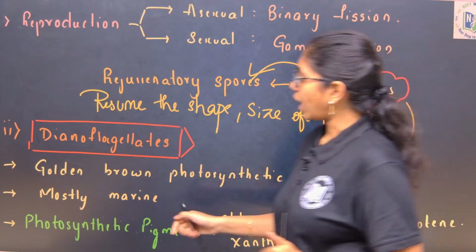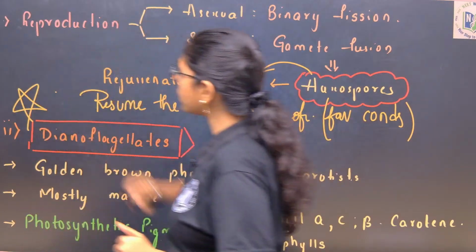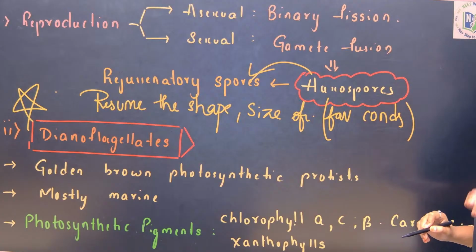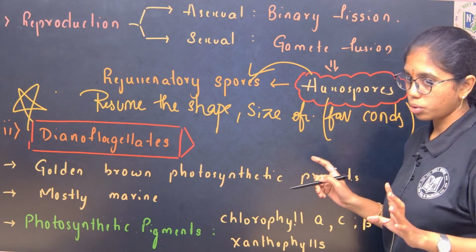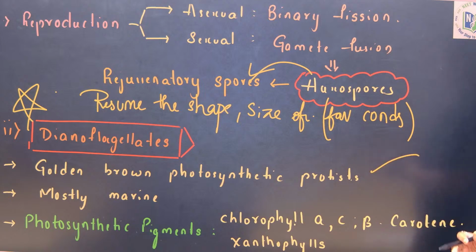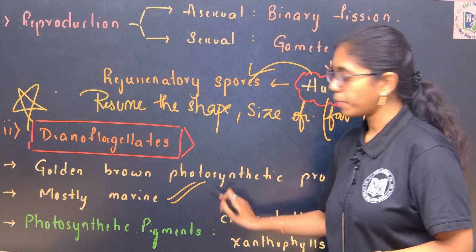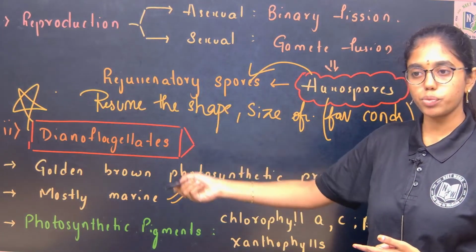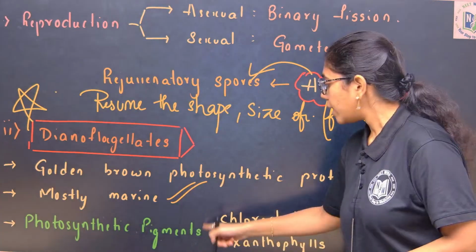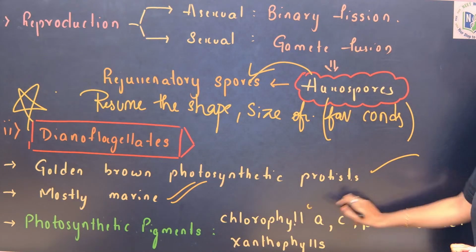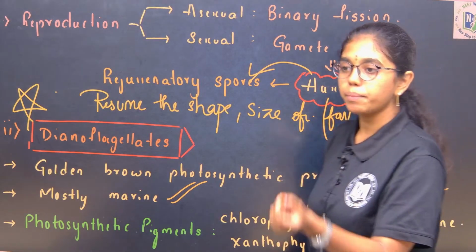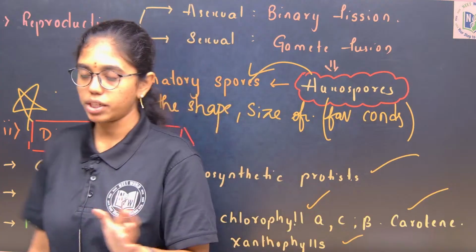Now, dinoflagellates. Dinoflagellates are also called golden brown photosynthetic protists. Don't worry, I will send this PDF to your group. They are mostly marine, unlike diatoms which are found in both freshwater and marine habitats. They include photosynthetic pigments like chlorophyll A, C, beta carotene and xanthophylls. The pigmentation is the same in both chrysophytes and dinoflagellates.